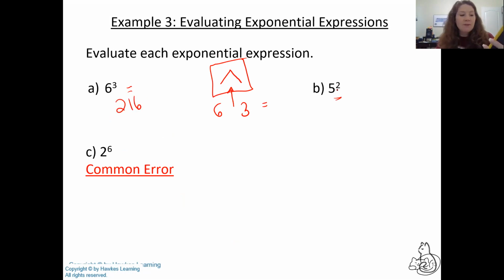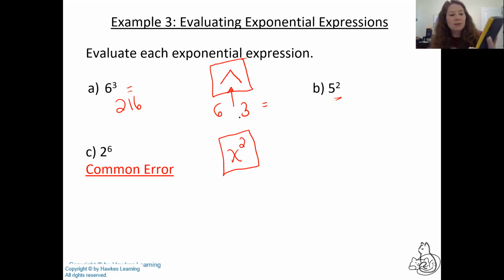This one I'm going to do 5 squared. You have a squared button. You have an x to the second power button on your calculator. It's underneath the caret button, x squared. So you're just going to hit 5, x squared, and that's 25, 5 times 5. And then 2 to the 6th power, 2 caret 6, is 64.